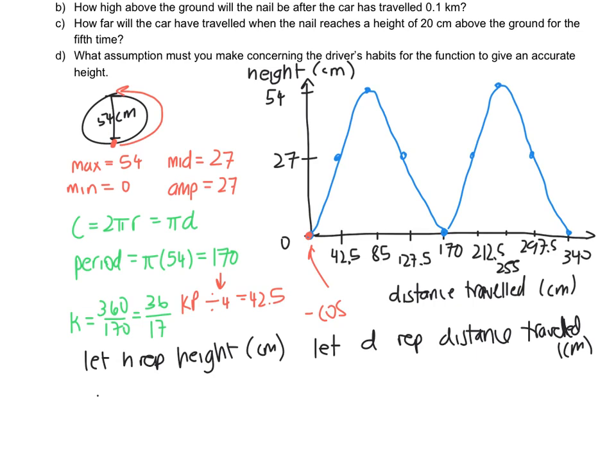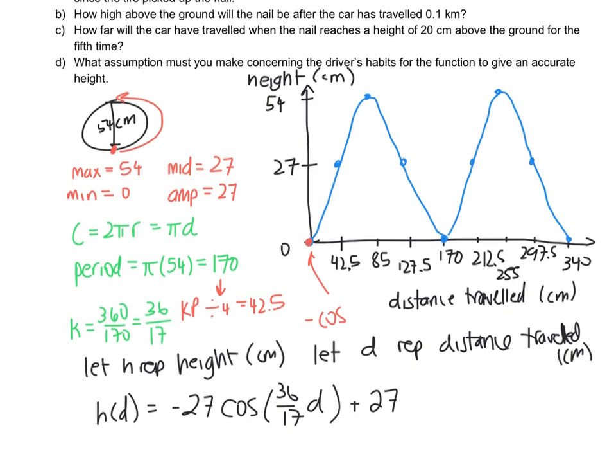And now our equation will be H at D. We said it's a negative cos, so we're going to have negative, and our amplitude is 27, so negative 27 cos. Our K value is 36 over 17, and we don't have a right-left movement, so I can just put D and close the bracket, and now plus 27 for my midline. And now we can go on to part B.